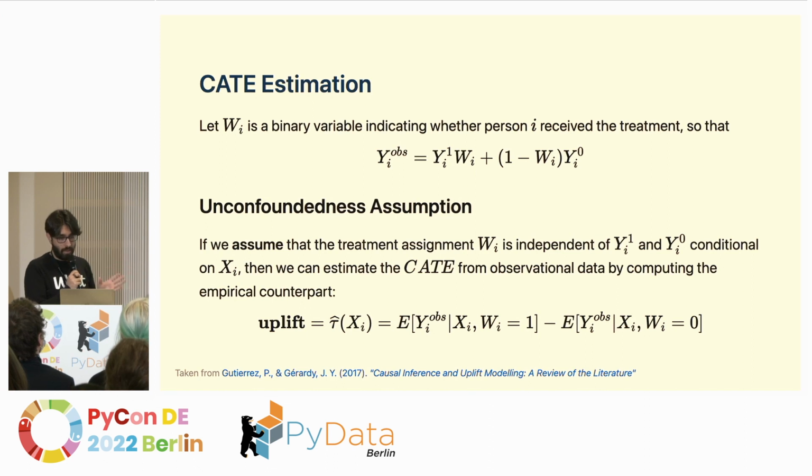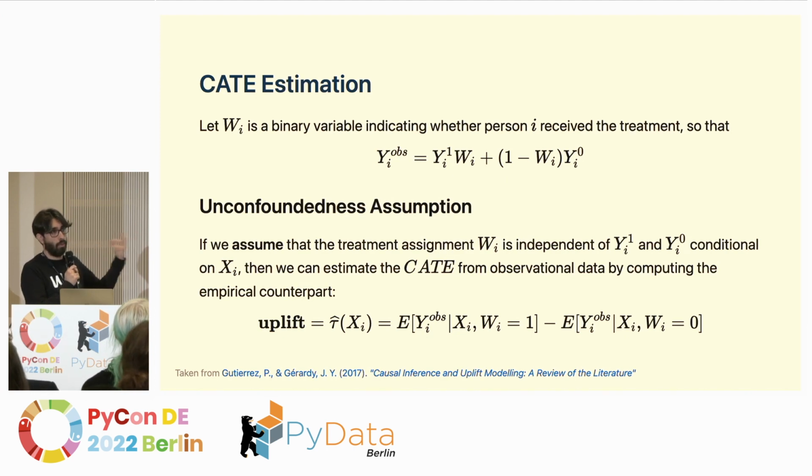So this is just notation, so we haven't done anything yet, and now here comes the most important thing of the talk, which is the assumption on which everything we're going to communicate afterwards holds true. If we assume that the treatment assignment is independent of these observations, conditional on the covariates, that's a big if, then we can estimate this conditional average treatment effect by computing the difference between these two expectation values. If you think about the expectation values, think about historical data: you're going to take the outcome of the users which had a treatment and subtract the observations for users which didn't have a treatment.